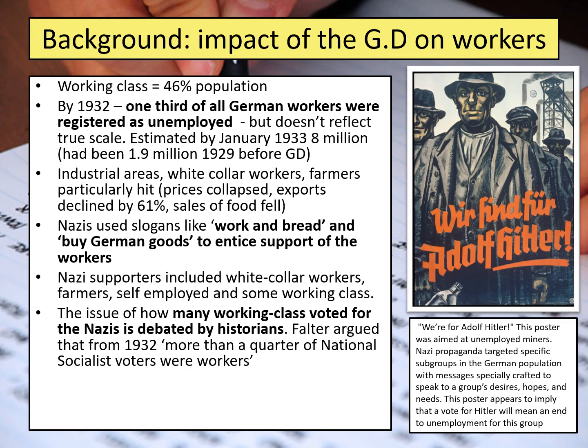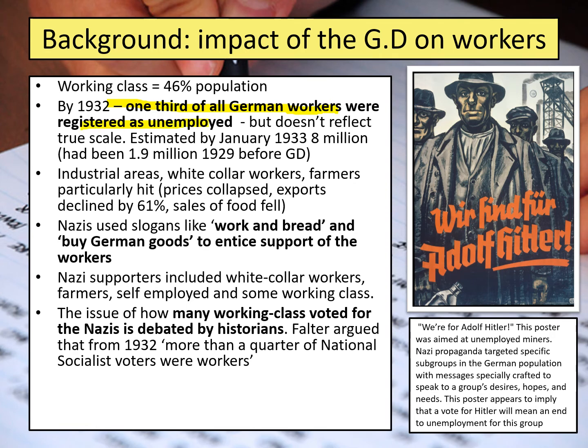So another key bit of background is to understand the impact of the Great Depression on the workers from late 1929, early 1930 onwards, and particularly before the Nazis came to power. Now, obviously, Germany was particularly hard hit by the Great Depression because of their reliance on American loans, and that meant by 1932, about one third of all German workers were registered as unemployed.